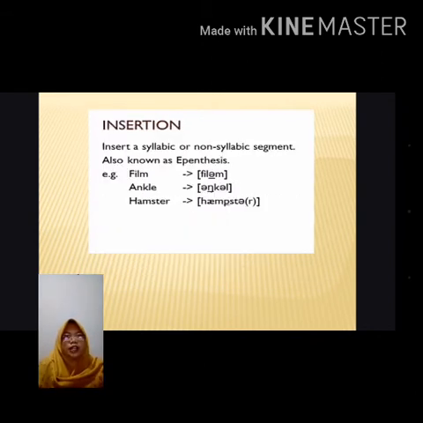The last, insertion. Insertion is inserting a syllabic or non-syllabic segment, also known as epenthesis. For example, film. There are four letters F, I, L, M, but we can insert a vowel to become five letters: F, I, L, E, and M.